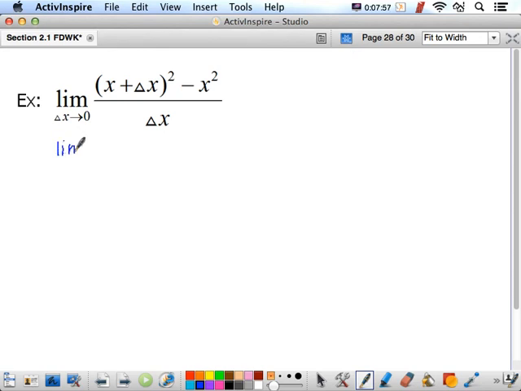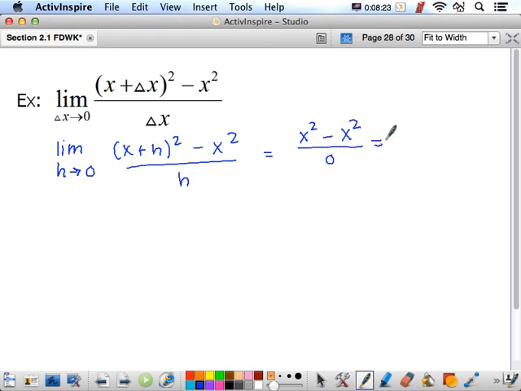So let's look at the limit as h approaches 0 of x plus h squared minus x squared all over h. And the first thing you'll notice here is that you have two variables. One of them we're letting go to 0. Which one? h. So if we substitute 0 for h, what do I get? I get x squared minus x squared over 0. So that's indeterminate form. Agree?